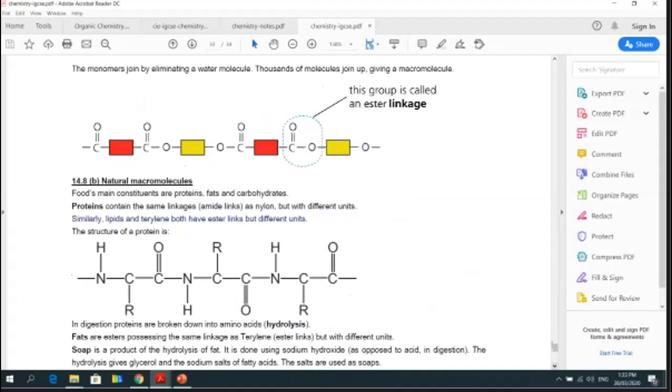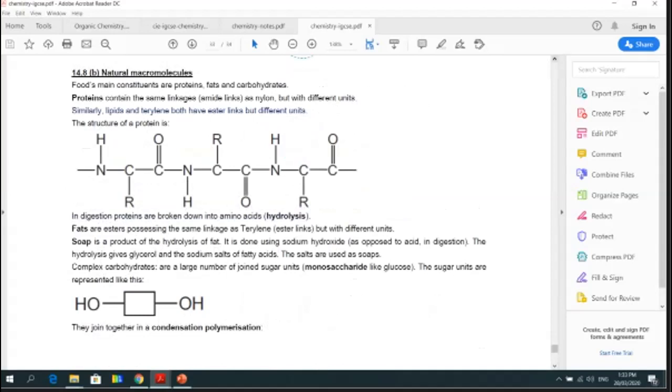All right, so on to our second to last slide for tonight. All right, natural macromolecules. These are macromolecules that naturally exist. So I'm talking about things like proteins, fats, and carbohydrates, right? All proteins contain the same linkage, the amide links, as nylon, but with different units. And lipids contain the same linkage as terylene, which is the ester linkage, but it happens with different units, right? The C double bond O NH link, this here is your amide link or your peptide link. C double bond O H NH, that is your amide or your peptide link. And the C double bond O O is your ester linkage.